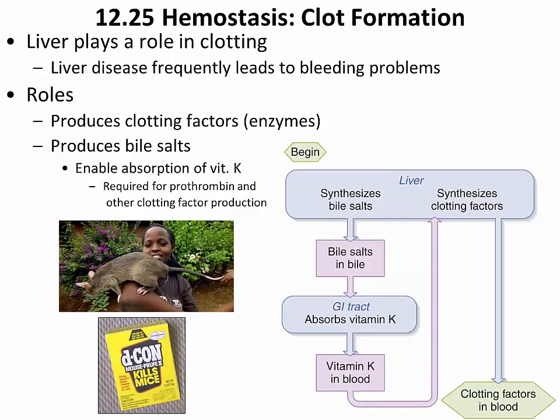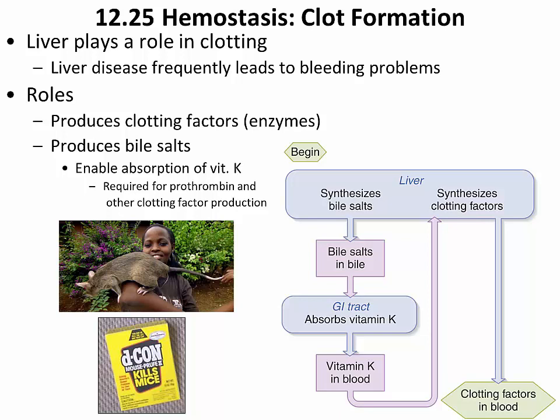Next, we see that the liver plays some role in blood clotting, and liver diseases are frequently linked to bleeding problems. The liver does two things. One thing that it does is it produces many of the clotting factors that we just discussed. The second thing it does is that it produces bile salts, and so bile salts are released into circulation, and they're necessary for the absorption of vitamin K in the large intestine.